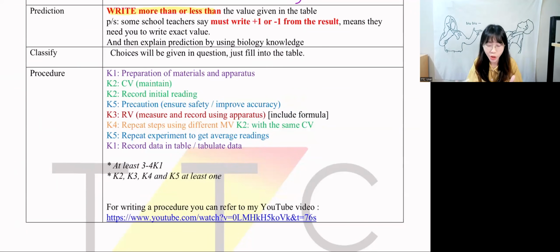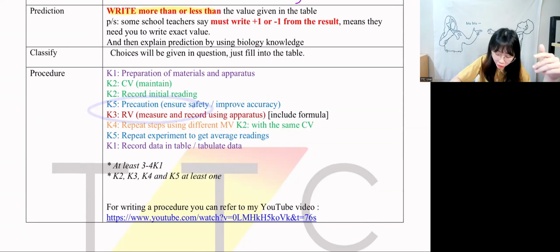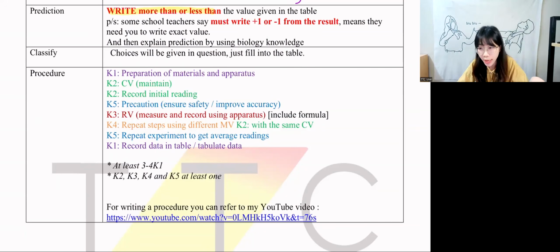Everything involving your MV, RV, and CV, with the method to handle MV, RV, CV, and also the precaution. You have to follow these to get your procedure correct. So before your exam on Thursday, on Wednesday, please try to write a procedure by yourself. I don't know if you hope biology is guided or unguided, but if it's unguided, it's very easy. If it's guided, also very easy.